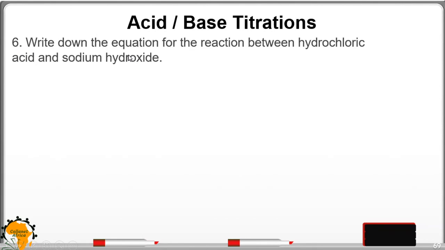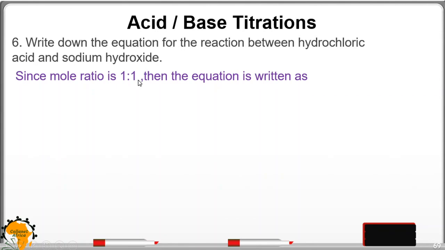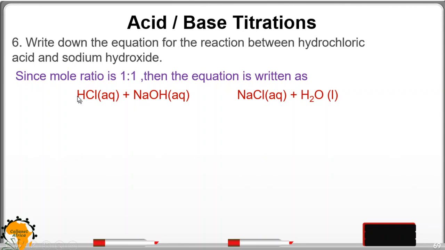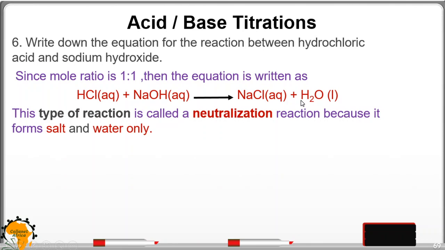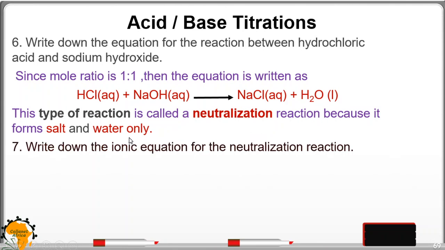6. Write down the equation for the reaction between hydrochloric acid and sodium hydroxide. So this one we now apply the mole ratio, where we have HCl 1 mole, sodium hydroxide 1 mole, to produce 1 mole of sodium chloride and 1 mole of water. This type of reaction is known as a neutralization reaction because salt and water are formed, only salt and water.